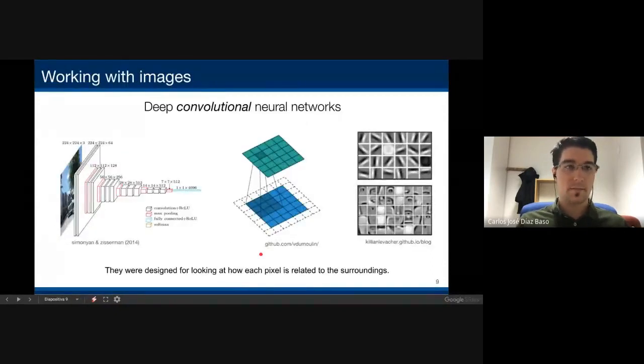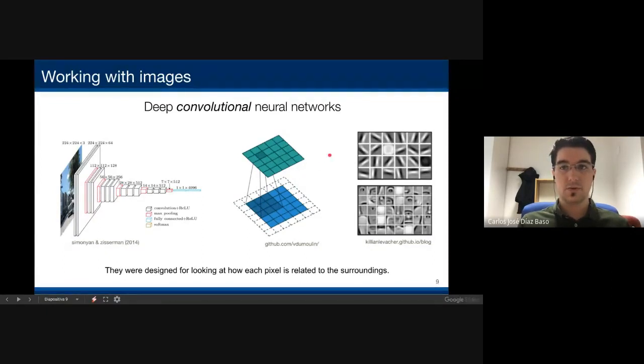A big step in pattern recognition using images is a special type of neural network called a convolutional neural network. This neural network takes the image as a whole, not as a set of pixels. So the basic element in this case is a convolution that affects the whole image at the same time.